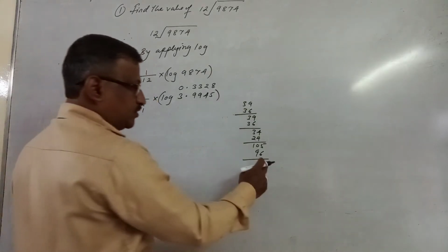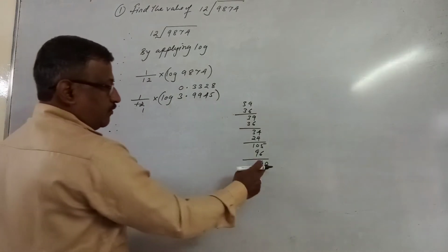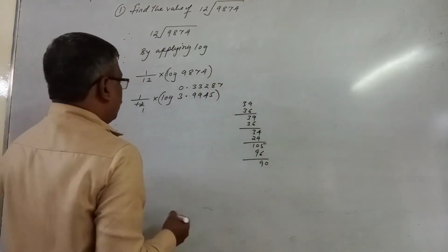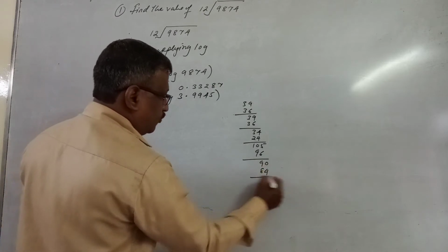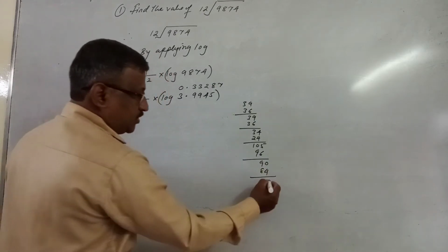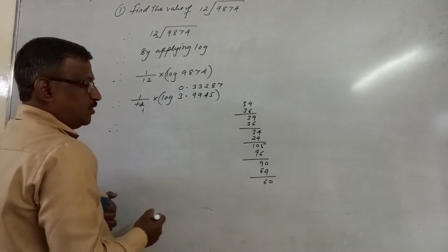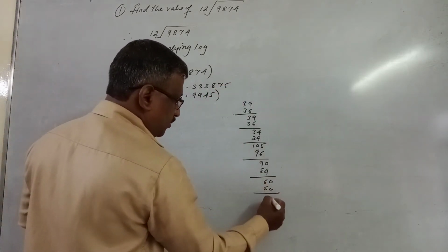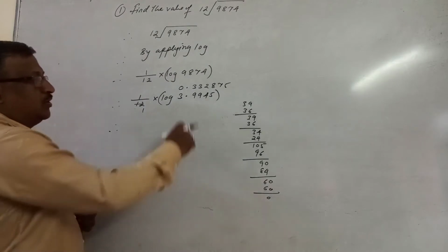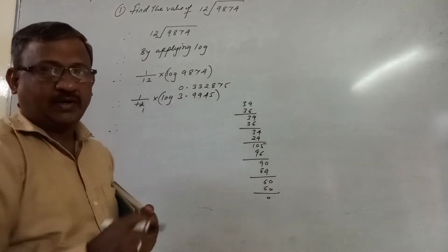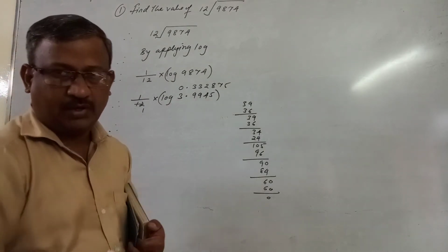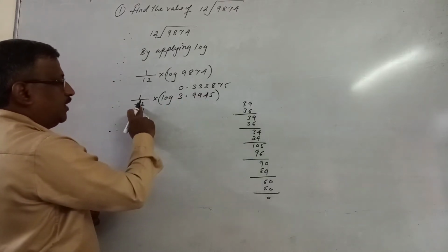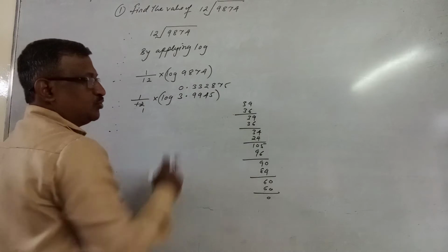So take the first 0, the value becomes 90. 12 7s are 84. Balance is how much? It is 6. Take the next 0. 12 5s are 60. Balance is 0. So this you divide in the calculator. I have just shown how to divide. So type 3.9945 in the calculator and divide by 12. The calculator will show this answer.